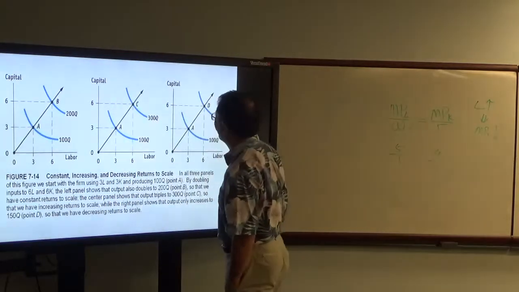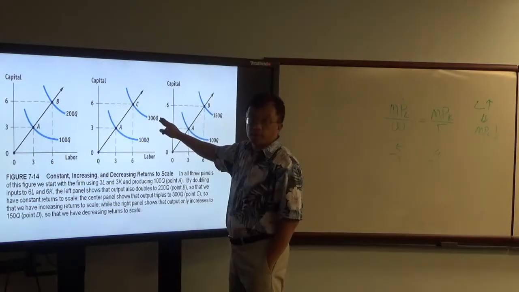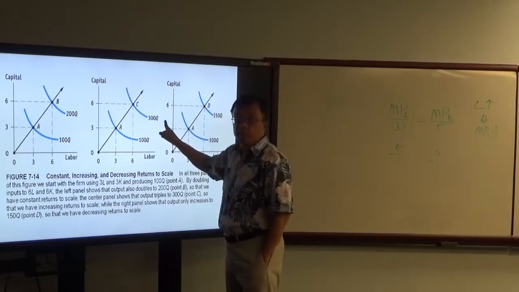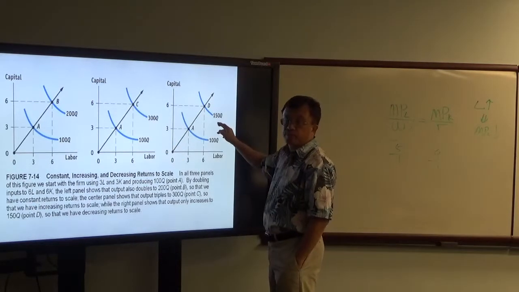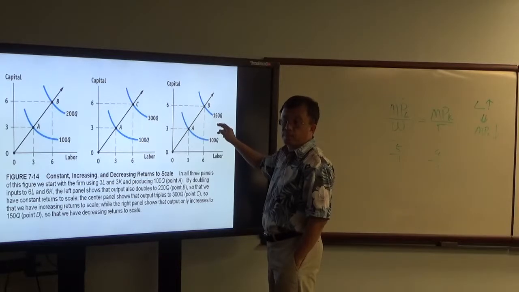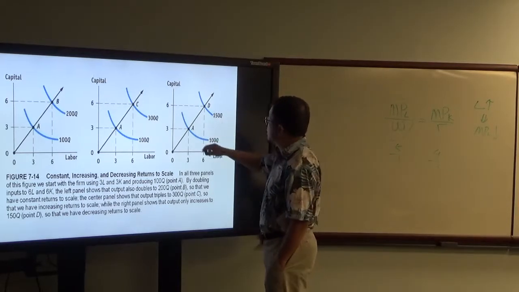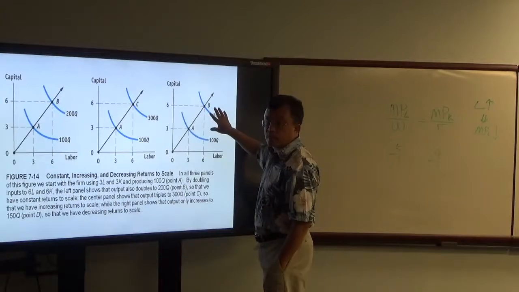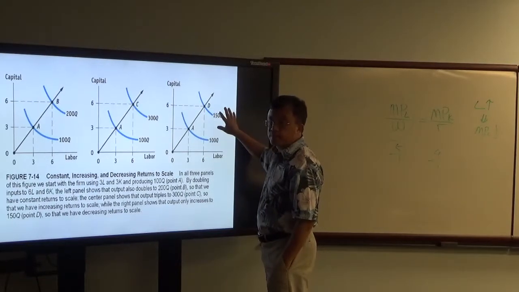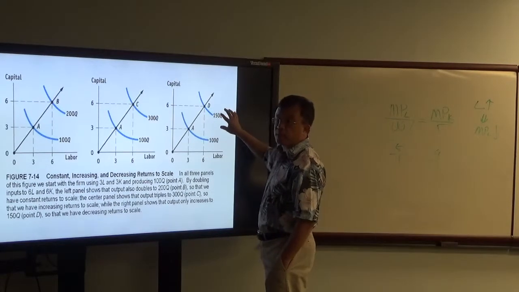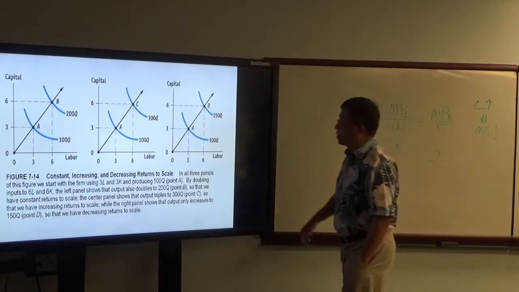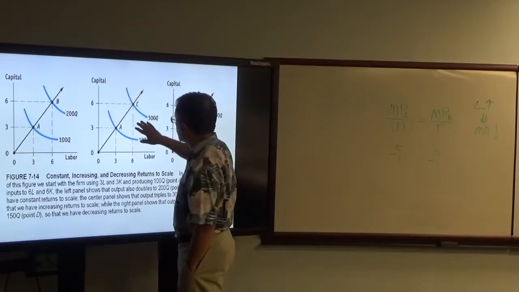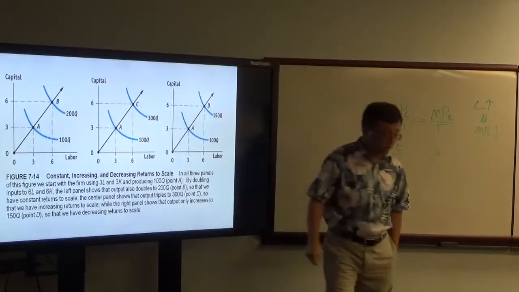How about this one? More than double, right? Because double is 200, and this is 300. And how about this one? Decreasing returns, right? Because you double the quantity of input, but how about output? Less, right? Less than double the quantity of output. So constant, increasing and decreasing returns to scale.